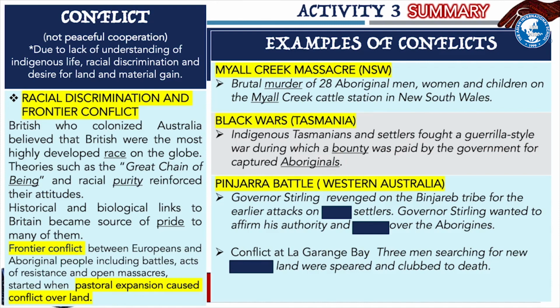And Pinjarra Battle in Western Australia. Governor Sterling revenged on Pinjarra tribe for the earlier attacks on white settlers, and Governor Sterling wanted to affirm his authority and power over the Aboriginals. And conflict at Lagrange Bay. 3 men searching for new pastoral land were speared and clubbed to death. And that's the end of our lesson for today.